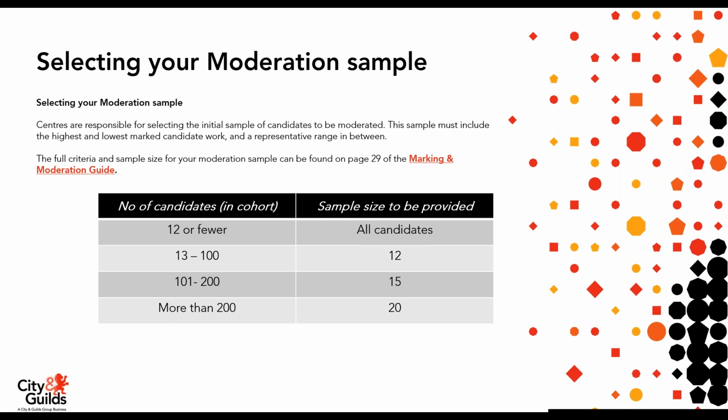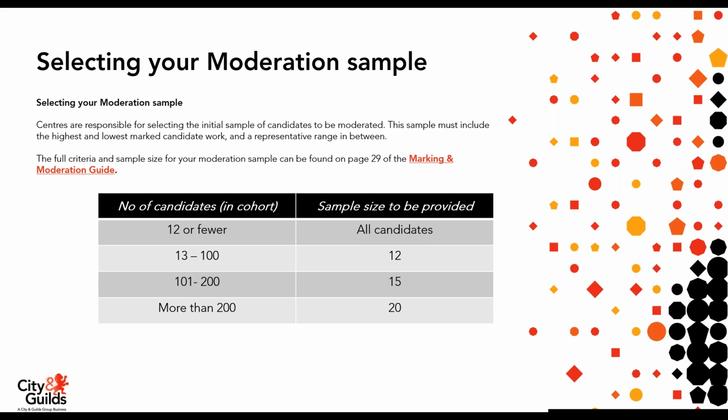Again, the sample size goes up if you've got 101 to 200 students in that cohort. And so there's 15 that's needed for that. And if you've got more than 200, we need 20. It's just so that we have a good range to select and to sample from and across the range of achievement of those learners.